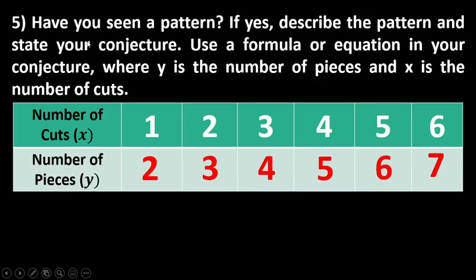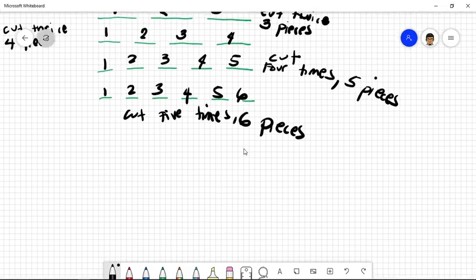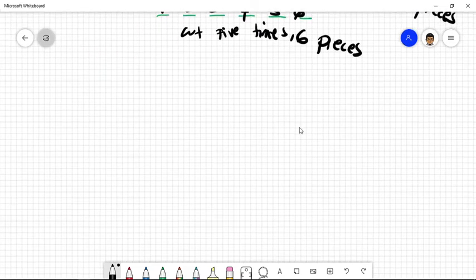Now, next, have you seen a pattern? If yes, describe the pattern and state your conjecture. Use a formula or equation in your conjecture where y is the number of pieces and x is the number of cuts. So, mag-formulate muna daw tayo ng conjecture. Okay, let's formulate conjecture.